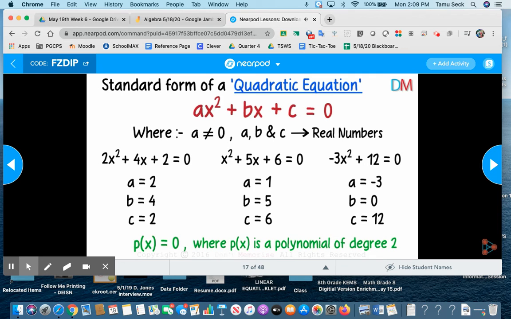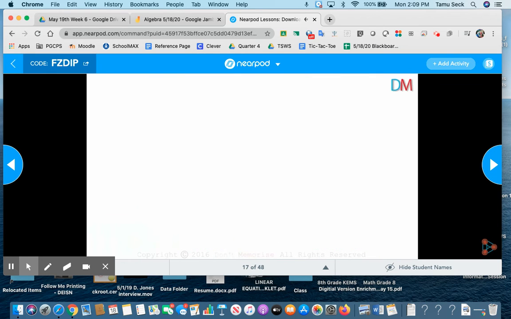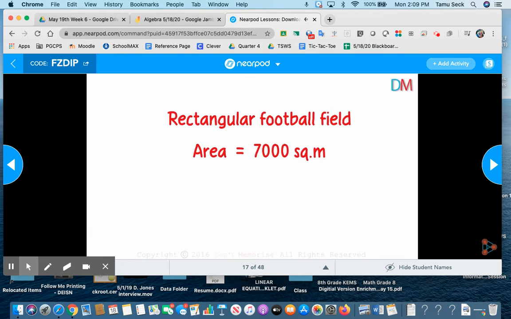Does it have any application in real life? Say you're asked to build a rectangular football field with an area equal to 7,000 square meters. And you're also told that the length of the field should be 30 meters more than its width. How would you build the field?